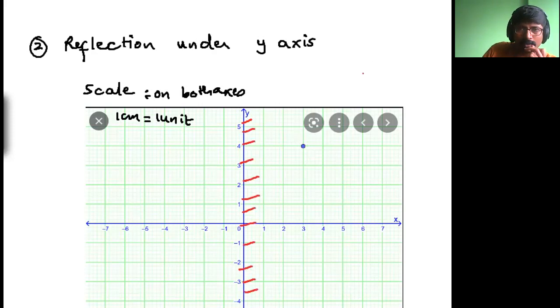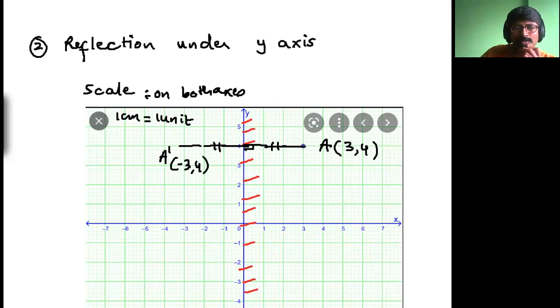Say suppose this is point A. The coordinates of A are 3 comma 4. So where will this point of reflection go? Obviously this is 1, 2 and 3 units, which will now go over here, 1, 2, 3 units. Do you remember last time I told you reflection is a perpendicular bisector, isn't it? So A prime will become, over here, minus 3 comma 4.